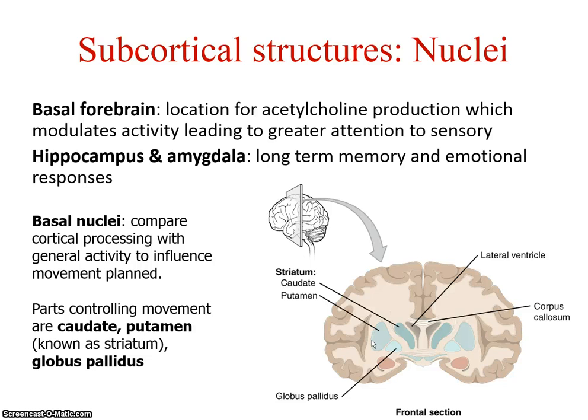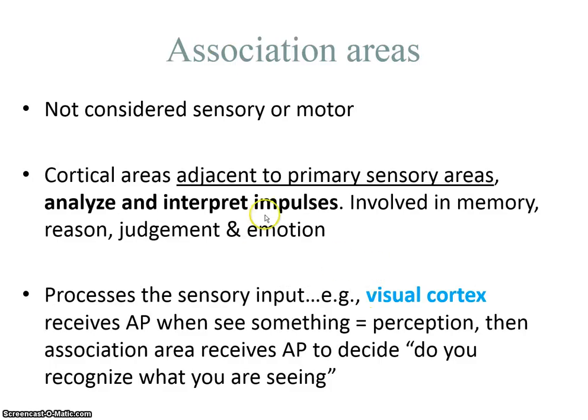And that's, again, a lot of what this chapter is about, assigning responsibility and function to different areas of the entire central nervous system. All right? Association areas surround primary sensory areas, basically, and they are not part of what we consider sensory or motor, right? So they are areas which help us understand and refine the information that comes in through the sensory, and then the responses that we are going to make to that sensory. So these are basically in the cortex, again, and they are right next to these primary sensory areas, and they analyze and interpret these impulses. They help us with memory, reason, judgment, and emotion.